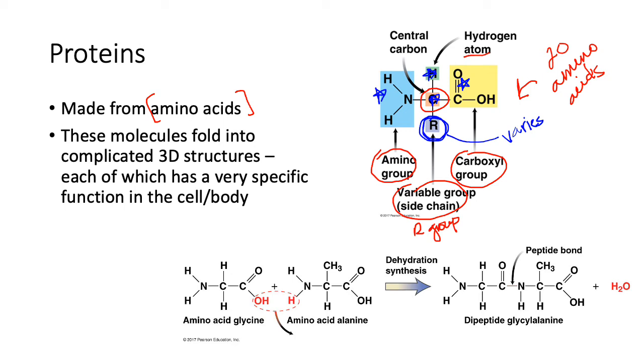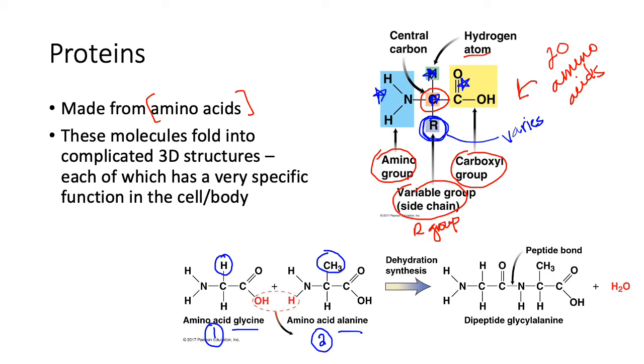Essentially, in order to make a protein, we need to link amino acids together. So for instance, we have our first amino acid here on the bottom called glycine. You can see its central carbon, its R group is just a hydrogen. And we have our second amino acid here called alanine, and its R group is the CH3 group here. So notice they're identical except for those two R groups that I've circled in blue.